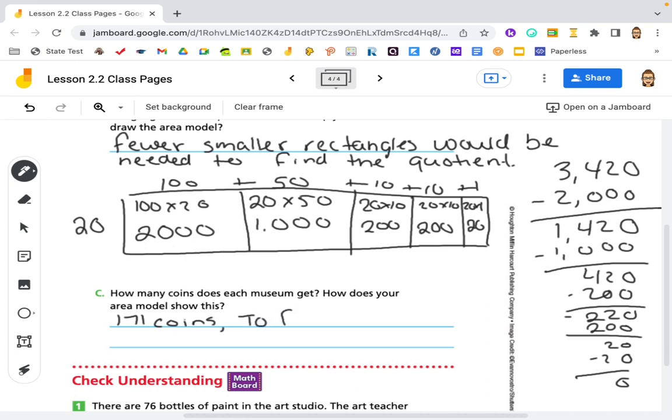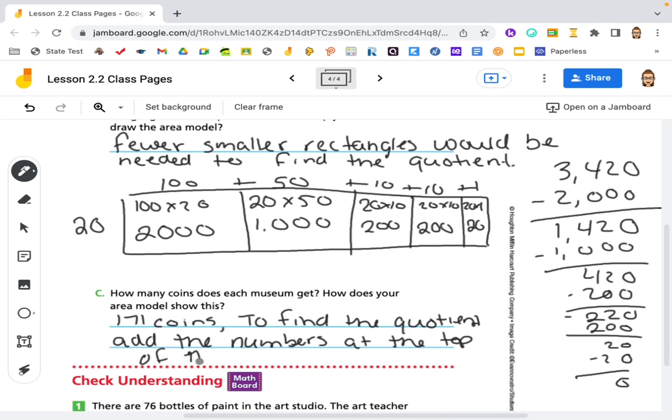And to find the quotient, add the numbers at the top of the rectangle.